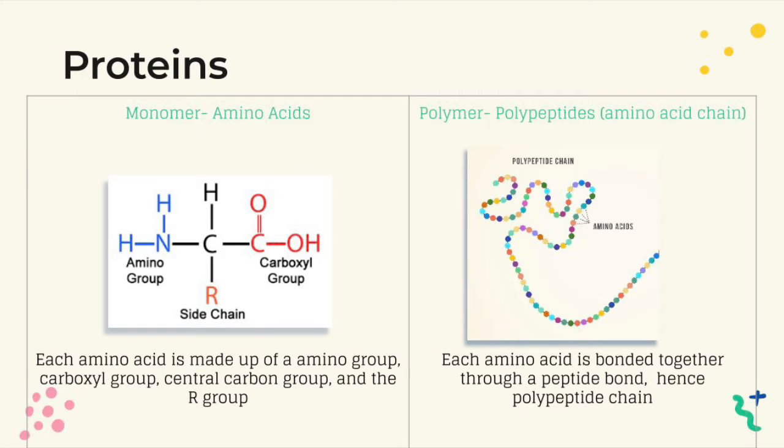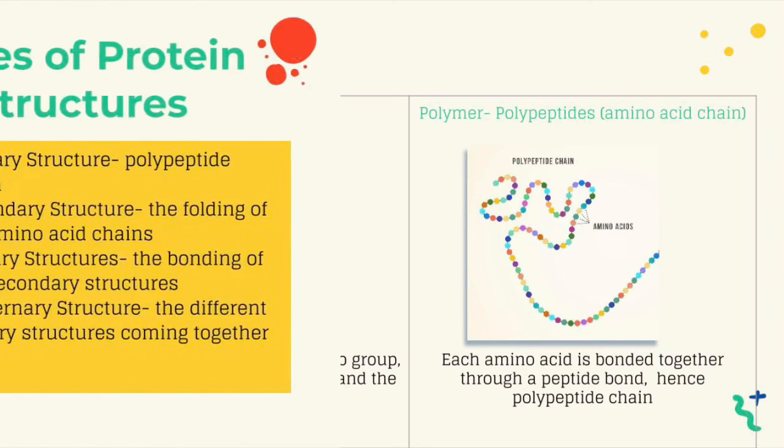So my portion was on proteins, and as you can see, the monomer of a protein is called an amino acid. Each amino acid is made up of an amino group in blue, a carbon group in black, a carboxyl group in red, and an R group, which can vary from protein to protein and is in orange. Each amino acid is bonded together through a peptide bond, hence polypeptide chain, also known as an amino acid chain.